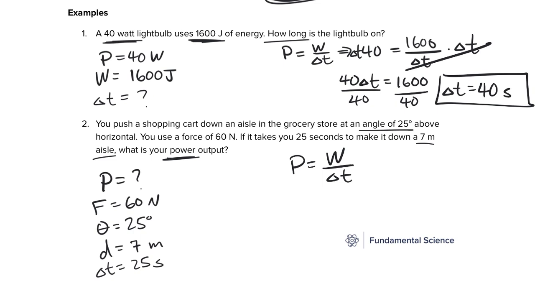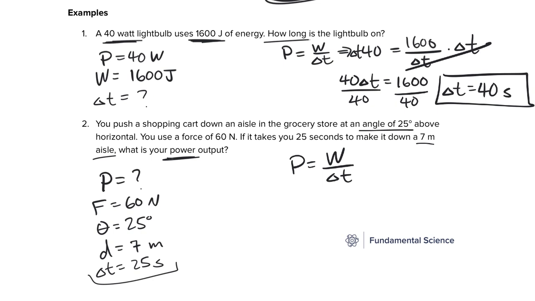So if you look over here at the givens, and remember, you should always write down your givens before you do your question, especially if you're having trouble figuring out where to start. But if you look at these givens, they don't entirely match up with what we've got in our equation here. The delta T is good. We can go ahead and plug that in if we wanted to. But we don't have work, and instead we have all this other stuff, the force, the angle, and the distance.